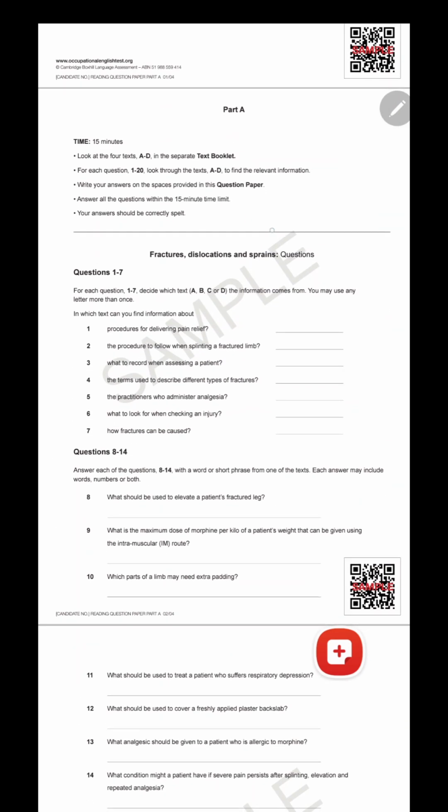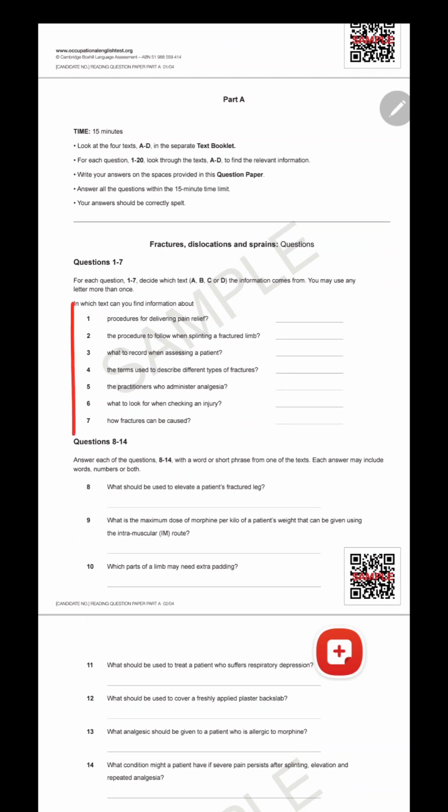So when we are done with this part, we can go to the 1 to 7. Procedure for delivering. Delivery was a keyword. It's C. What to record when splinting a patient. Splinting was a keyword. Delta. What to record when assessing a patient. Assessment was a keyword. Basically Bravo. The term used to describe different types of fracture. It was in A. The practitioner who administered analgesia, they have mentioned in C. What to look for when checking an injury. Okay, it was basically in B and A. So with this approach you can go for part A.